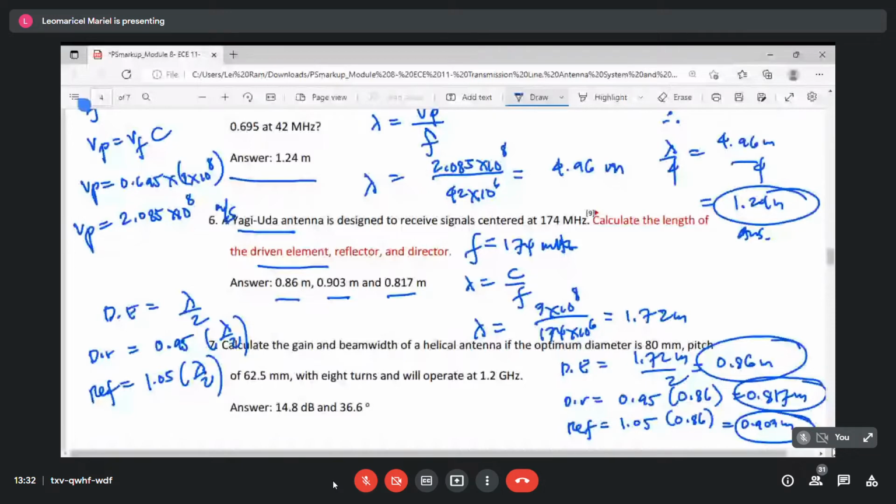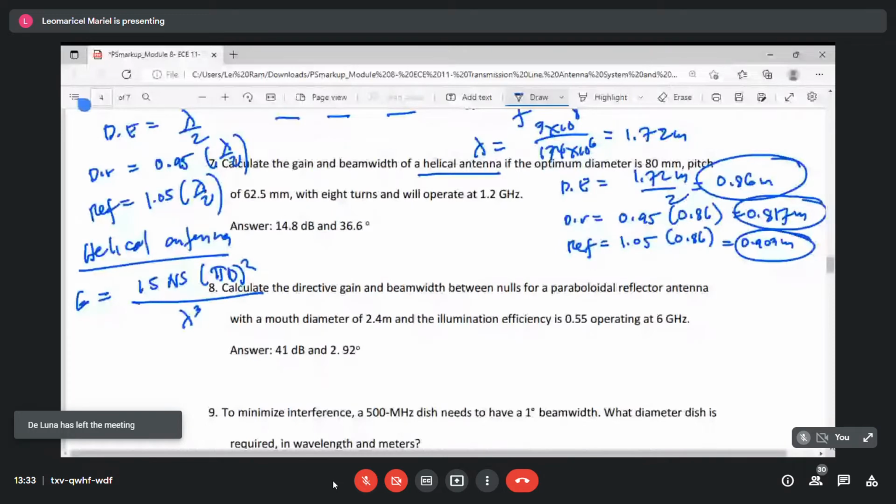15. Iba-iba kasi ng formula to, no? 15 NS pi d squared over lambda cube. Sa ibang book, iba yan. So, kung ano yung ma-memorize nyo, pwede na yun. Meron kasing 15 NS pi d over lambda squared, pwede nyo. Para kung ayaw mong mag-memorize ng gano'n, yung buong na-memorize mo, ito na.